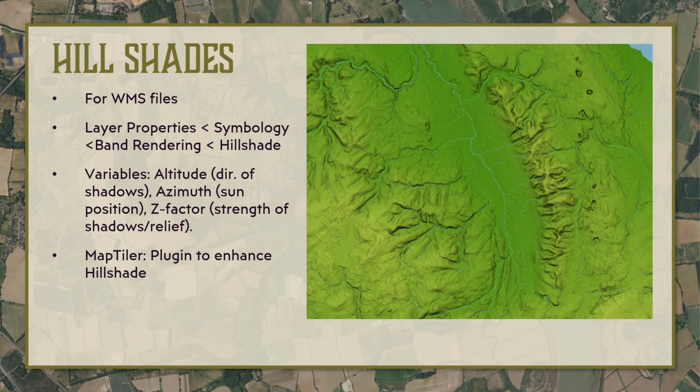But there are plugins which can enhance the existing hillshade. The one I recommend is MapTiler, which you do have to pay for, but there is a free trial, and that's quite useful. Especially if you want to look at areas that aren't particularly hilly, they're quite flat, but there are some archaeological details or earthworks you want to enhance. That's quite useful. And again, there are lots of tutorials online about MapTiler. You want to follow down that route.